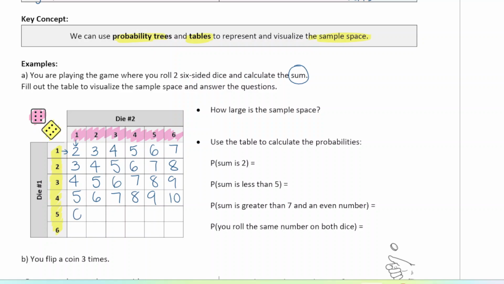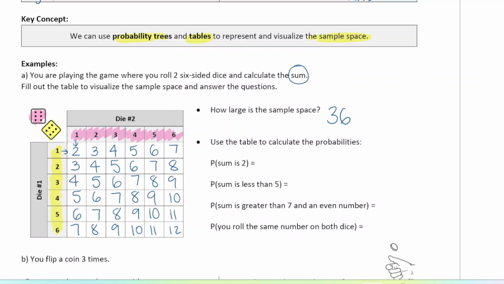Just filling out this table with all the possible sums you can get when you roll the 2 dice. 7, 8, 9, 10, 11, 12. There's some neat structures that form here. But we can see there's 36 possible things that can happen. There's 36 squares there when we roll the 2 dice.